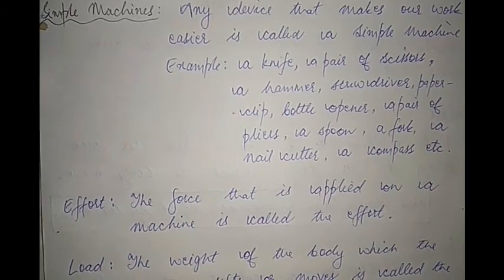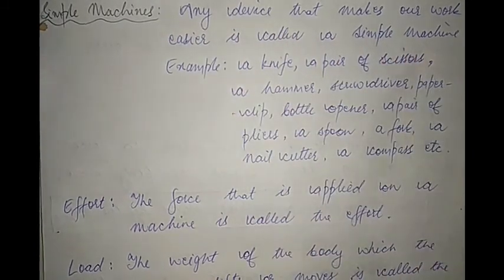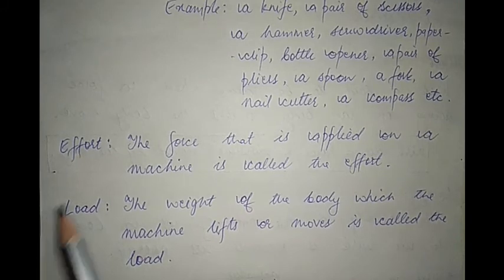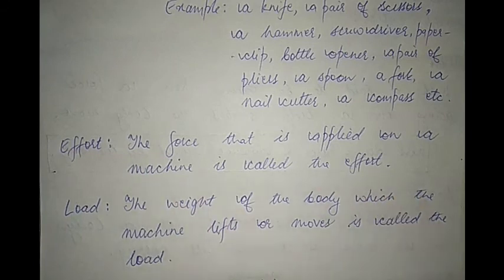So coming back to simple machines again, like I've already mentioned, any device that makes our work easier is what is called a simple machine. Now talking about machines, these are two terms that we need to discuss whenever we talk about simple machines. And that is, as you can see, effort and load. Now, what is this effort? In any machine, remember, to make it work, what we need to do is we need to apply a force. So the force that we apply on the machine is called the effort. Now, what is the load? Load basically is the weight of a body which the machine needs to lift or move.